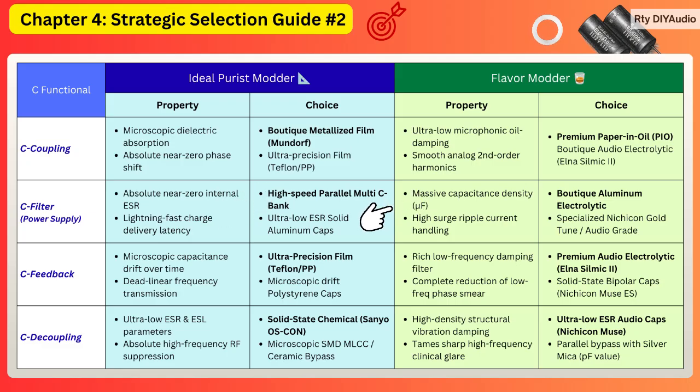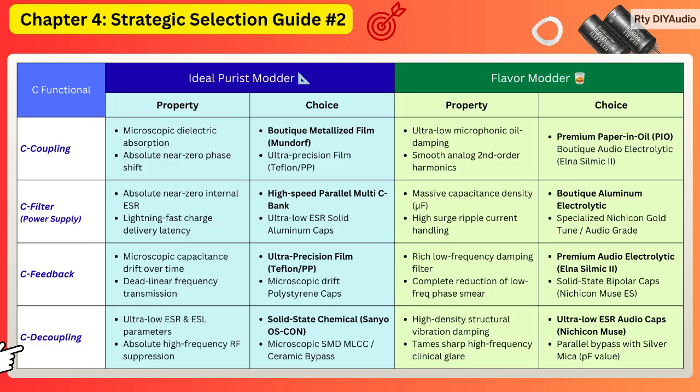A flavor modder demands massive continuous capacitance density and extreme surge ripple current handling using specialized boutique audio electrolytics. For C feedback, the Purist enforces microscopic capacitance drift over time using ultra-precision polystyrene, while the flavor modder installs rich low-frequency damping filters to completely erase phase smear.